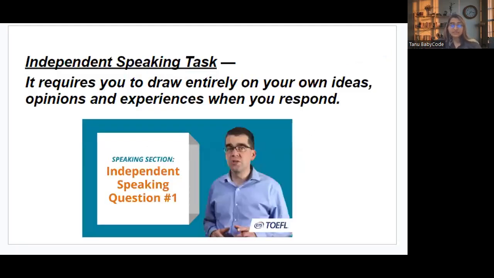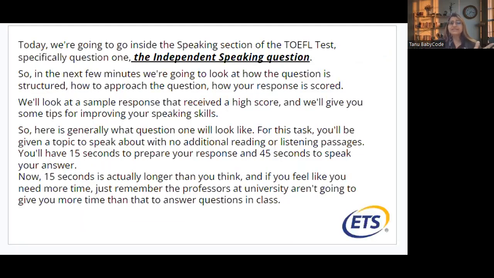Independent speaking task means that it requires you to draw entirely on your own ideas, your own opinions, your own experiences when you respond, right? So we will go inside the speaking section today of the TOEFL and specifically question 1, that is independent speaking task. Now we will look at how the question is structured, how to approach the question, and how your response is scored. We will look at a sample response that received a higher score, and I'm going to give you some tips to improve your speaking skills.